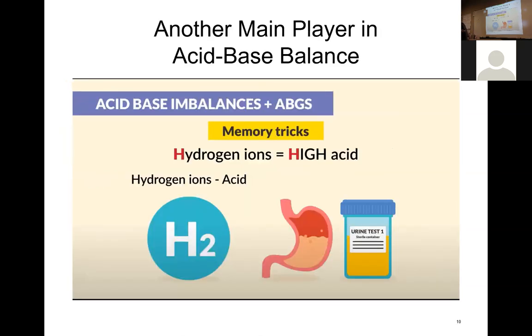Good. Another main player in acid-base, we talked about those hydrogen ions, that's the pH balance, right? Think H for hydrogen ions and high acid. Some of the places that you find that is your stomach acid and your urine. Right? That's part of what the kidneys are doing, regulating with your acid-base balance. The kidneys are taking up the hydrogen ion. They can, or they can excrete more, depending on what's needed. They can do both.